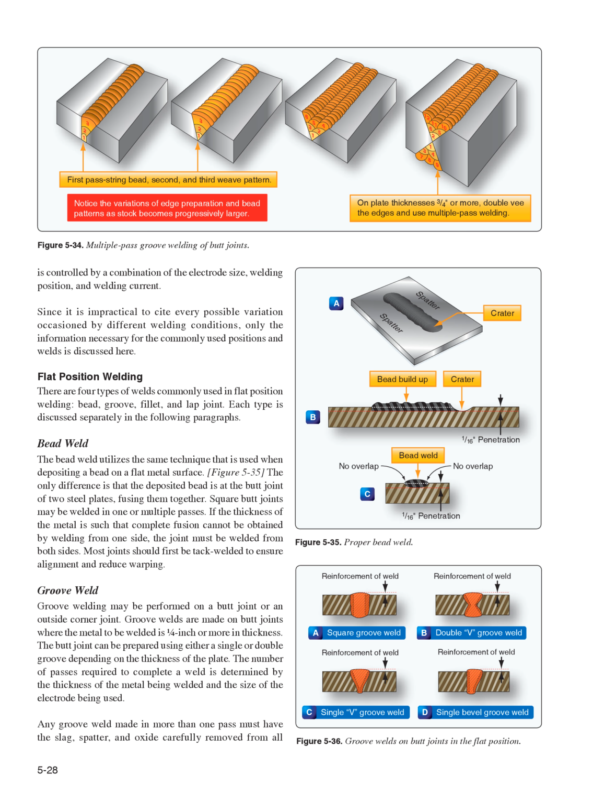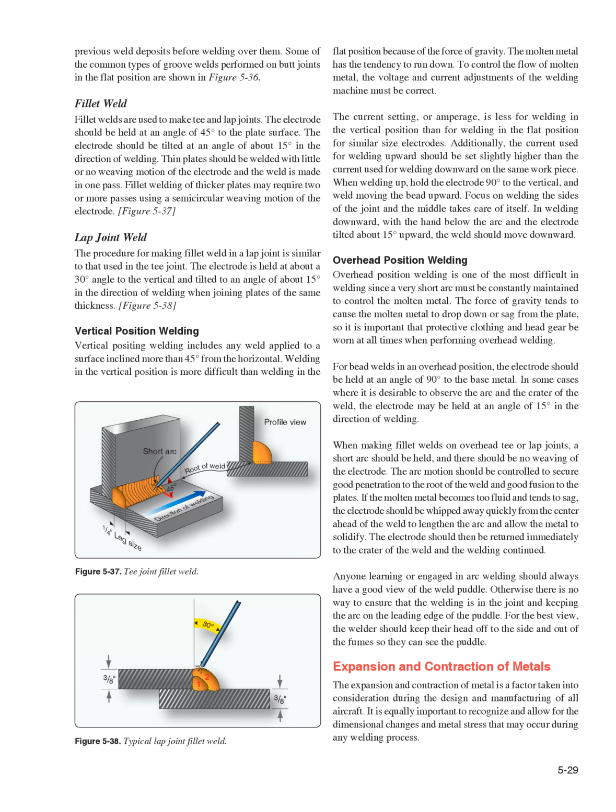Groove welding may be performed on a butt joint or an outside corner joint. Groove welds are made on butt joints where the metal to be welded is 1/4 inch or more in thickness. The butt joint can be prepared using either a single or double groove depending on the thickness of the plate. The number of passes required to complete a weld is determined by the thickness of the metal being welded and the size of the electrode being used. Any groove weld made in more than one pass must have the slag, spatter, and oxide carefully removed from all previous weld deposits before welding over them. Some of the common types of groove welds performed on butt joints in the flat position are shown in Figure 536. Fillet welds are used to make T and lap joints.